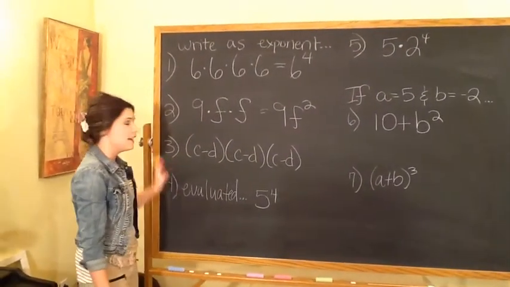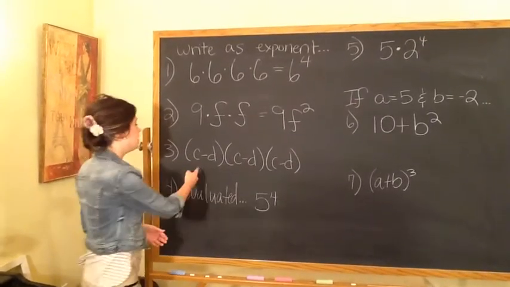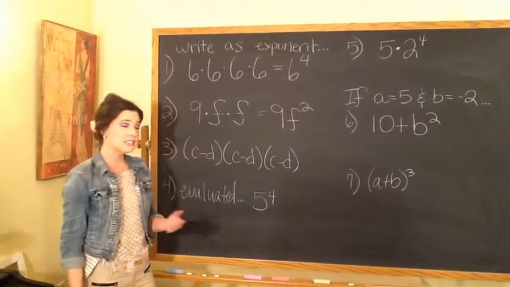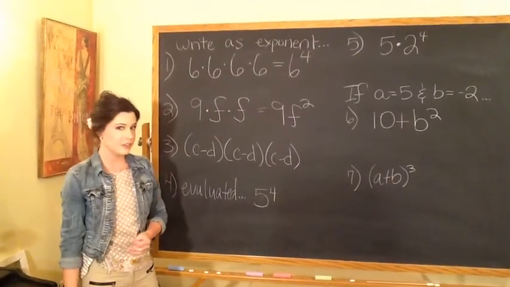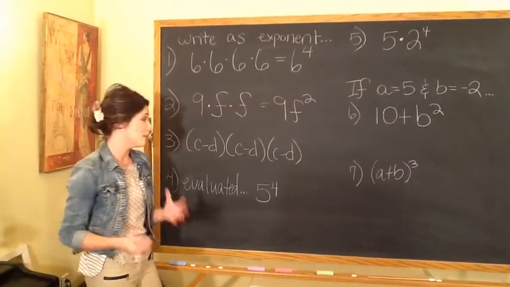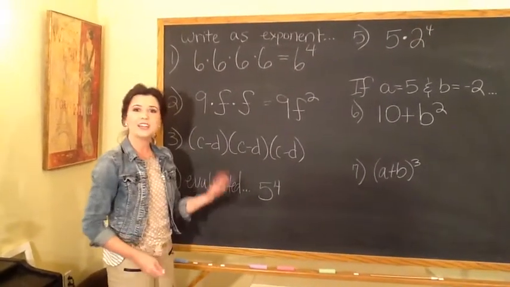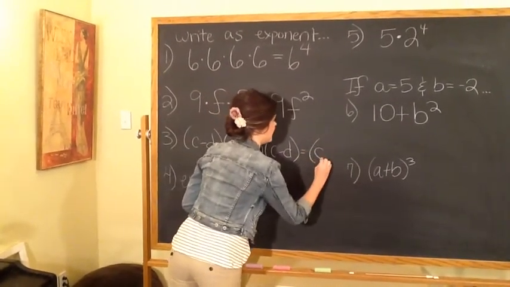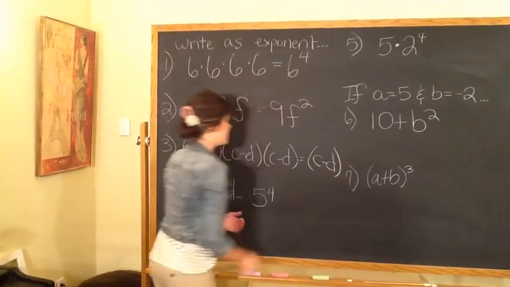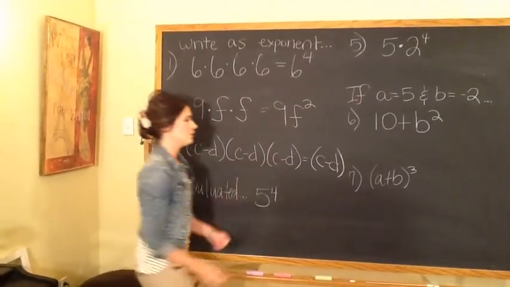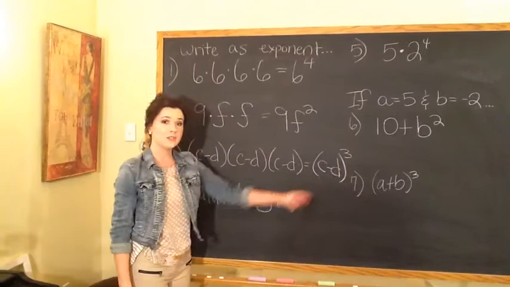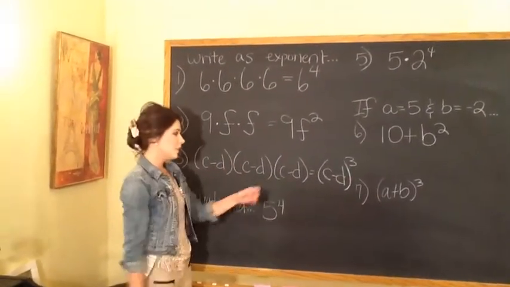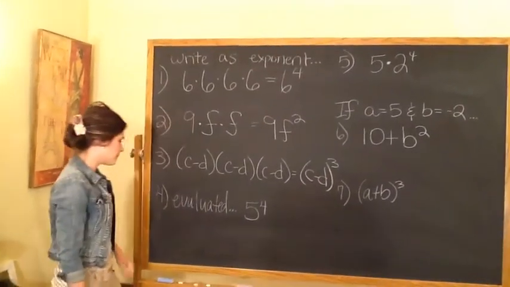Okay, number 3. This time is a little bit different. We have c minus d times c minus d times c minus d. This time our base is going to look a little different than usual because it's not just one number. We have 2 variables, so we can't do anything with this yet. So it's going to end up being c minus d raised to the 1, 2, 3, to the 3rd power, because we're multiplying this whole thing inside the parentheses 3 times. So c minus d raised to the 3rd power.